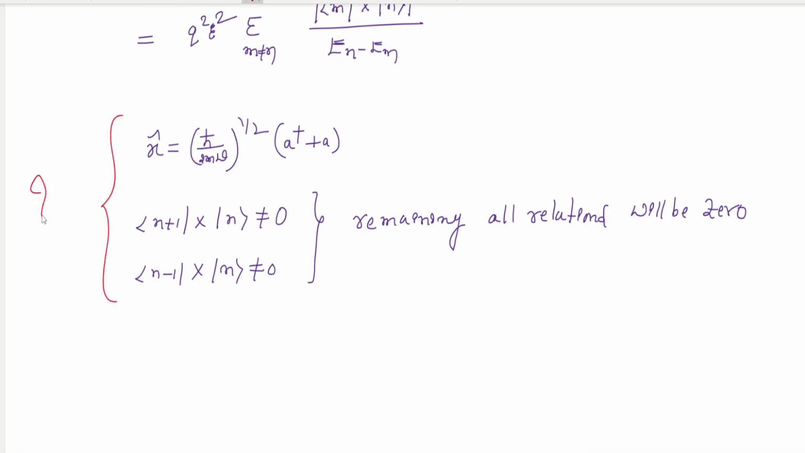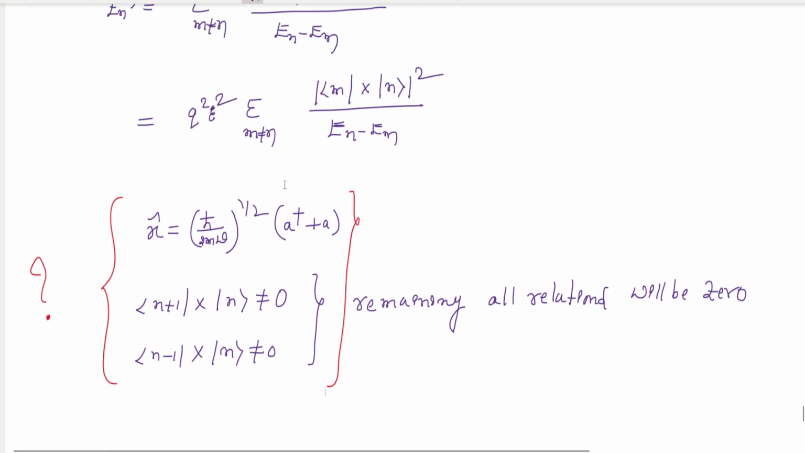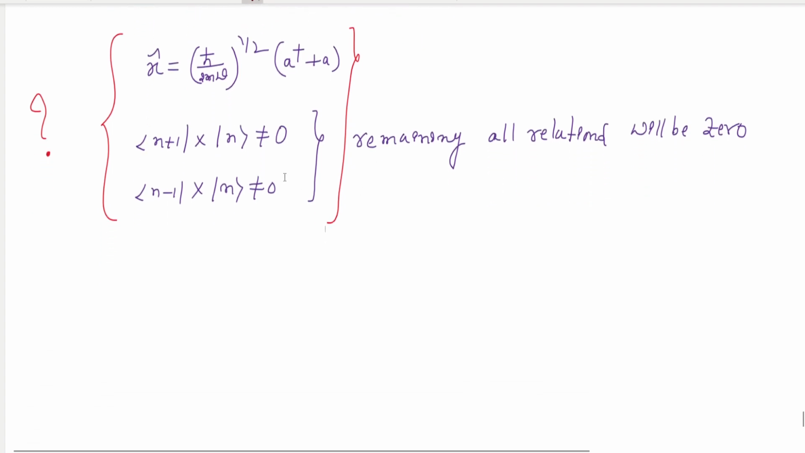So this is the big question mark here. Why I am using these conditions and remaining all these things. Okay, we will discuss later. So after substituting all the conditions here, the only possible non-vanishing terms are these two terms only. Okay. So therefore, I'm going to check these two values.